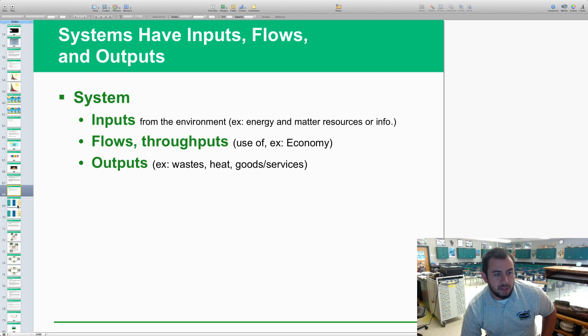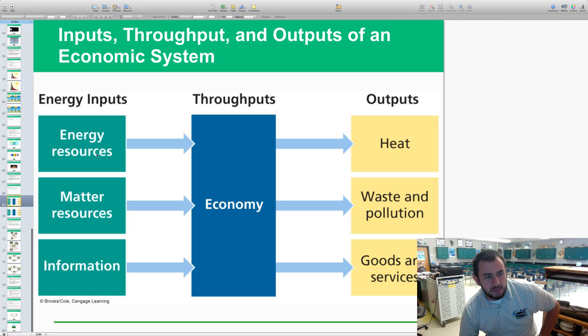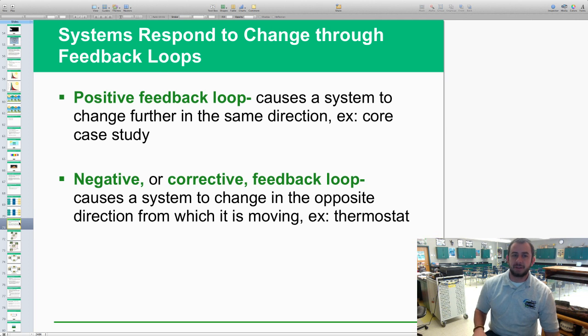So let's take a look at an image of it just to look at those three things. This is the whole system in general. You have the energy inputs, which are energy resources, could be matter resources or information. You put all that into the economy itself, which is the throughput, and then eventually the outputs are the heat, waste, and pollution, goods and services that are excreted by the product itself that you're actually purchasing.